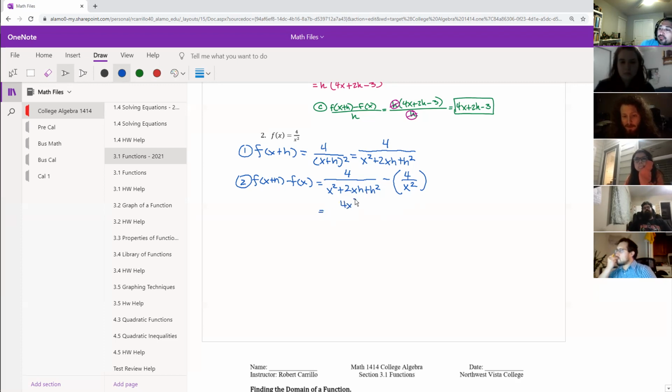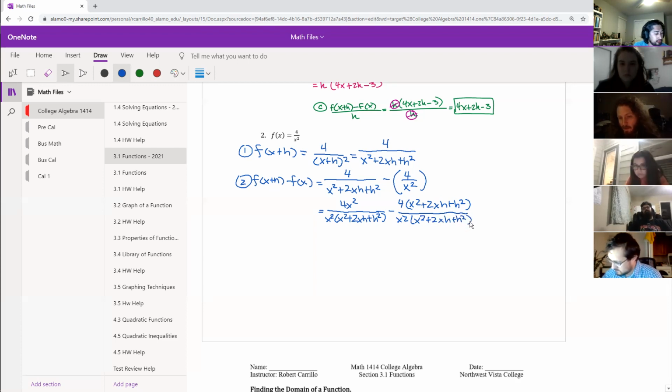4 times x squared over x squared times x squared plus 2xh plus h squared, minus 4 times x squared plus 2xh plus h squared divided by this denominator, x squared times x squared plus 2xh plus h squared.